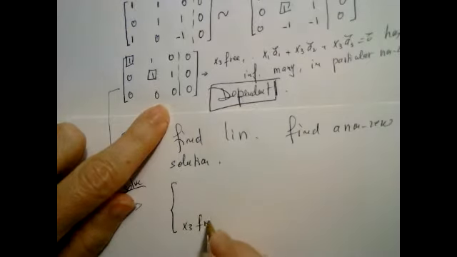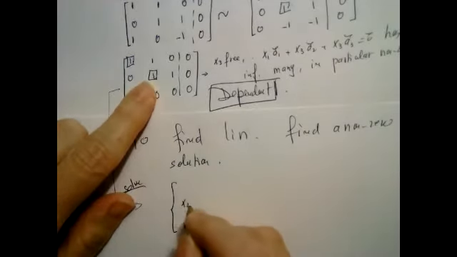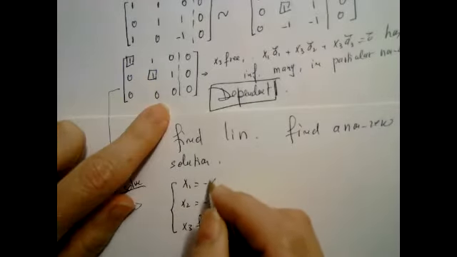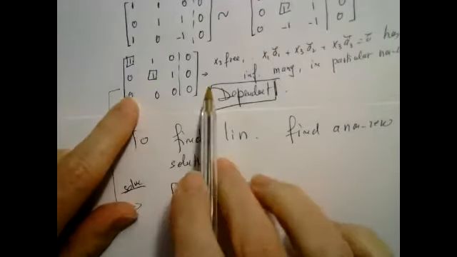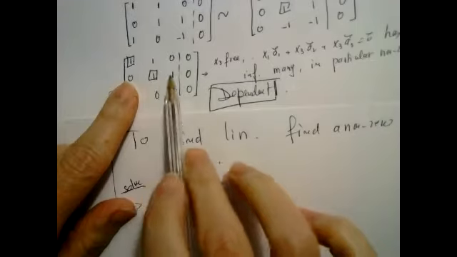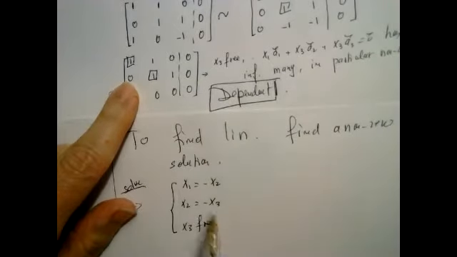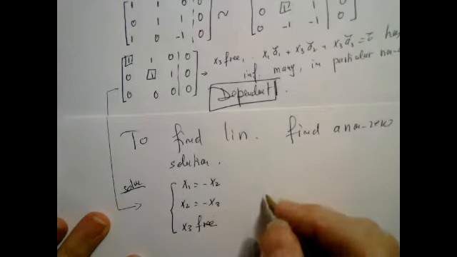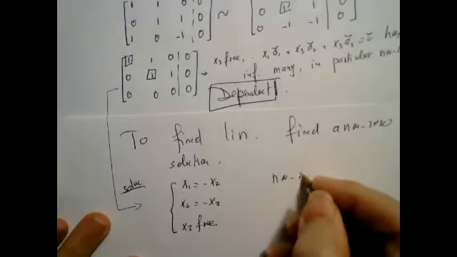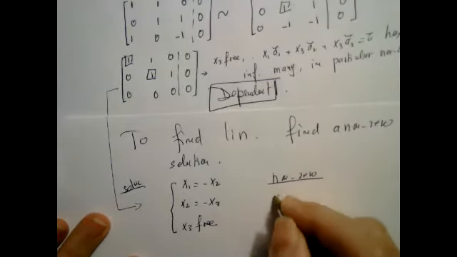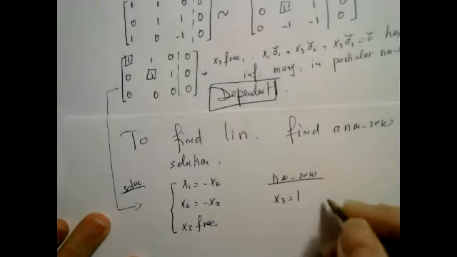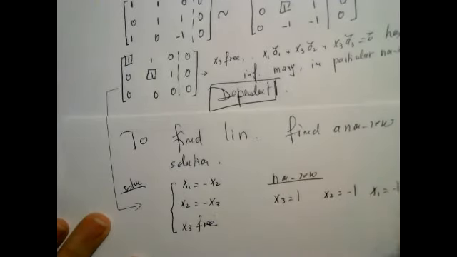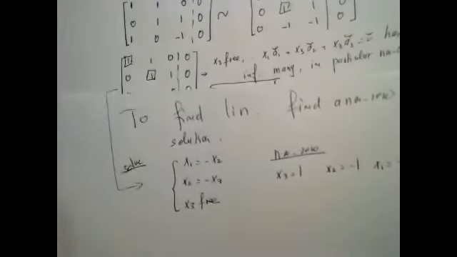X3 is free. X2 is minus X3. X1 is minus X2, because that's how we read this. X2 plus X3 is 0, which means X2 is minus X3, and X1 is minus X2. So immediately I need a non-zero solution, and then you can pick anything you want. I can pick X3 as 1 and X1 as minus 1.